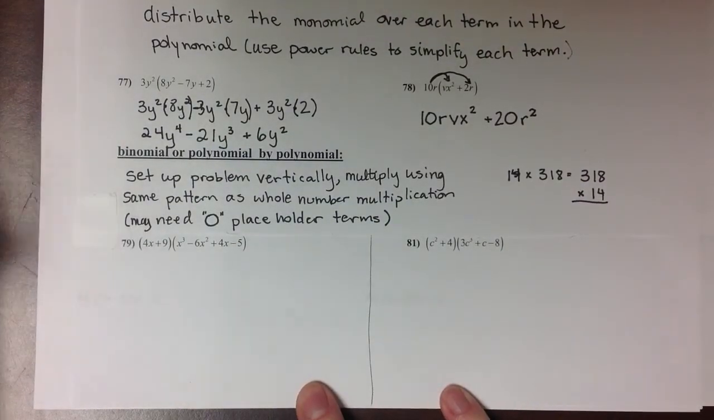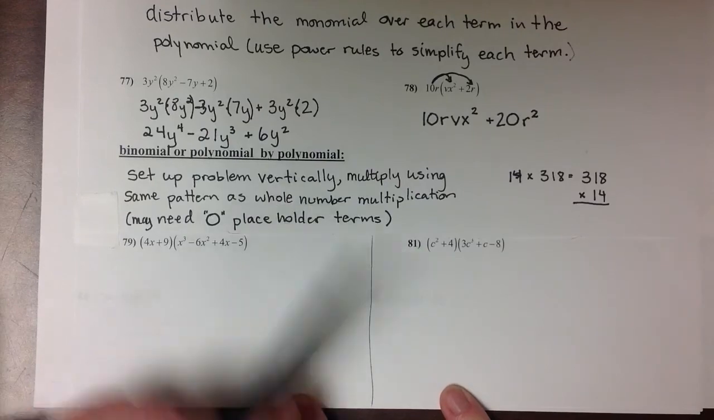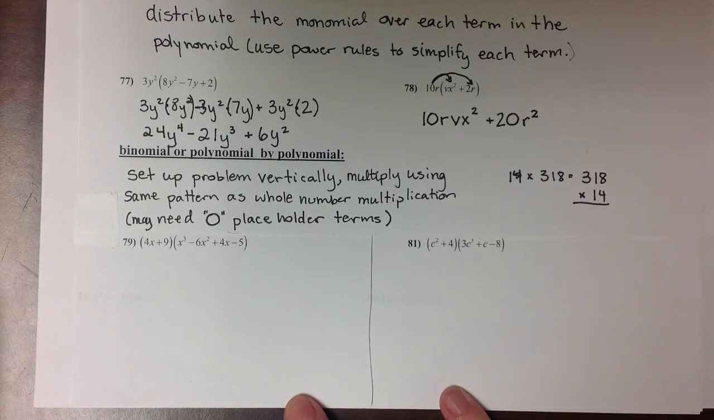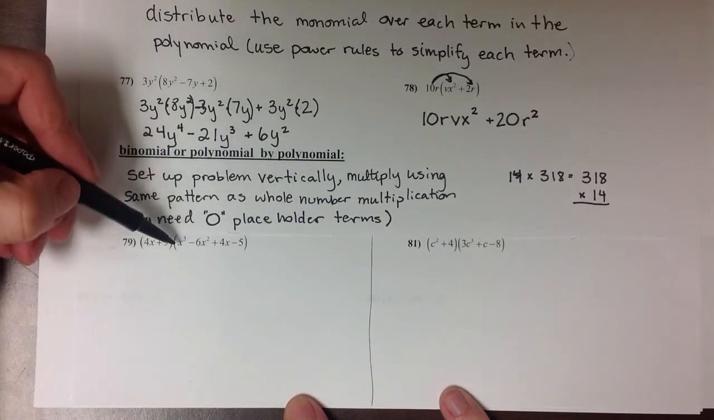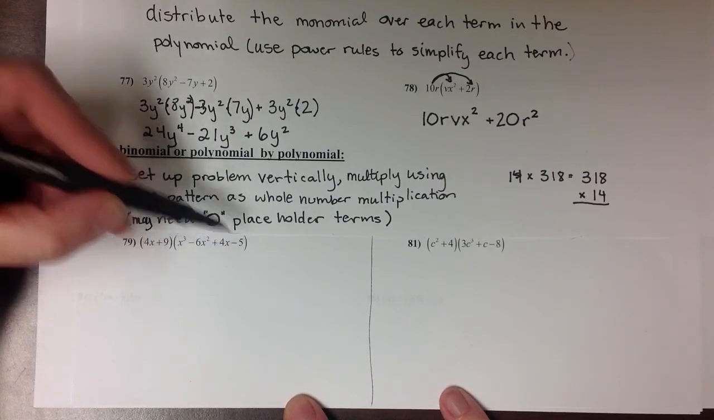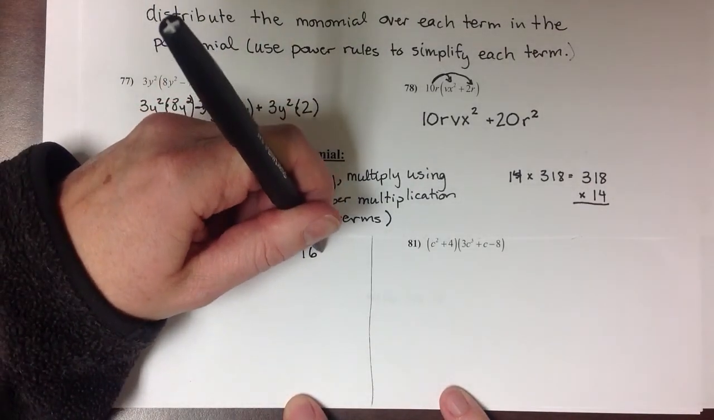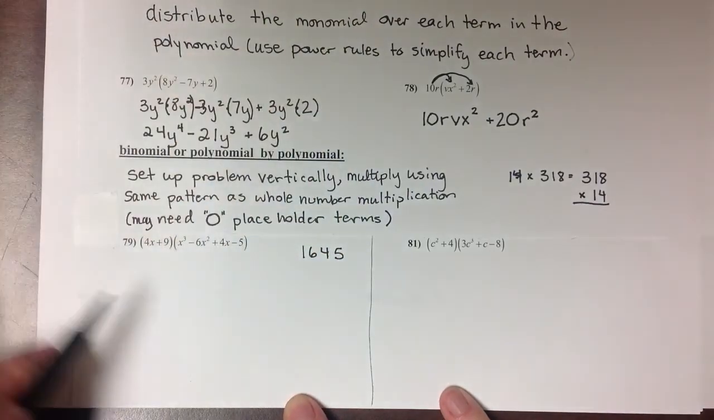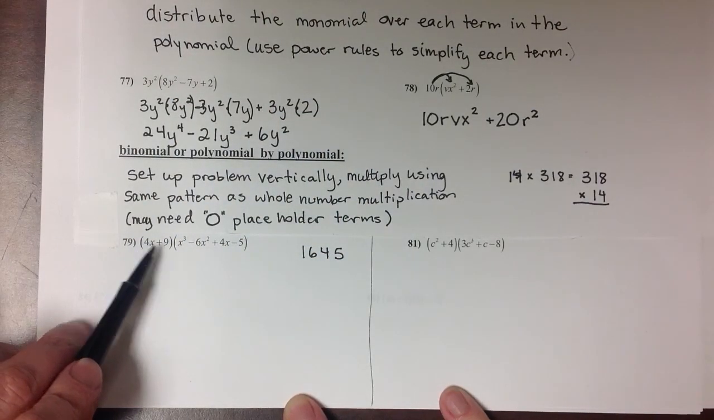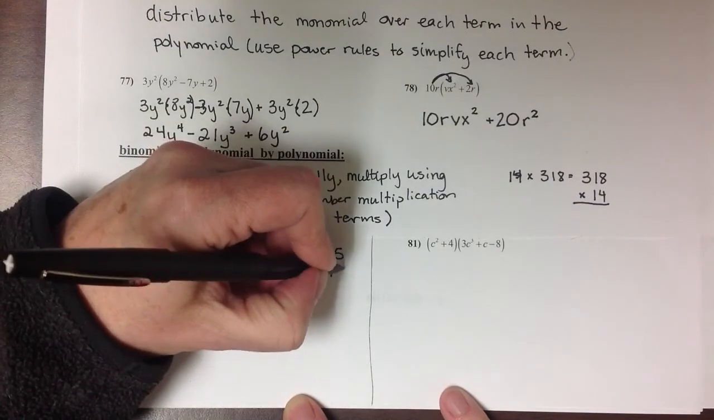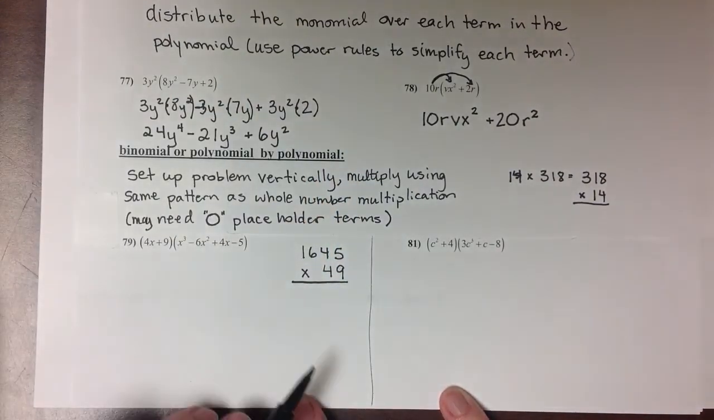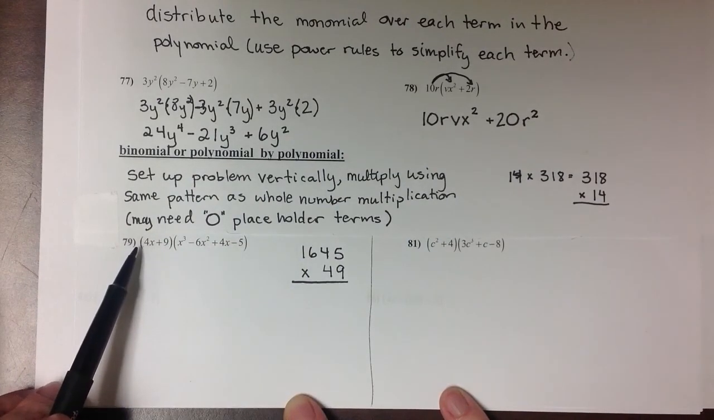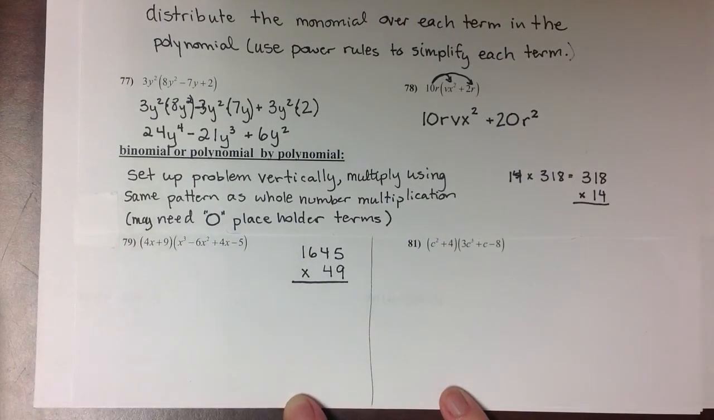So to set up this first problem, I want you to think about the way that we would set up a problem similar to this that was done with whole numbers. So if we think of the coefficients that are on this bigger polynomial, a 1, a 6, a 4, and a 5, and the coefficients that are on this polynomial, a 4 and a 9, we can set up a multiplication problem that's similar to this polynomial problem that uses just whole numbers.